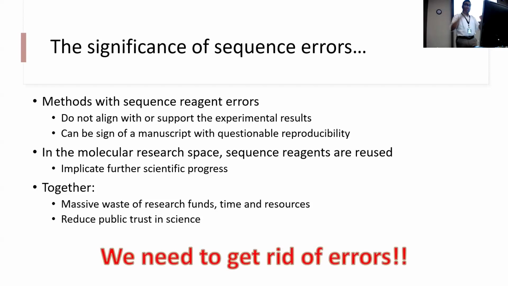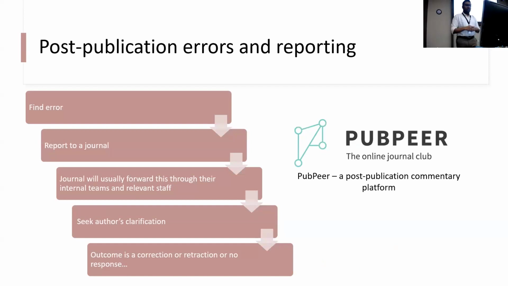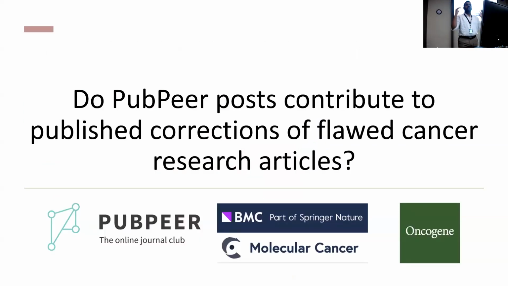And so the simple question here is, well, we need to get rid of these. As we all know, most of the time we will reach out to a journal and go through a horde of emailing to get something corrected. Or alternatively, we can put things up on PubPeer, an online platform that encourages discussion amongst peers on published articles. And we hope for something to happen when a lot of people start commenting on a particular article via PubPeer. So the question is, does putting things up on PubPeer contribute to the published corrections of flawed cancer research articles?